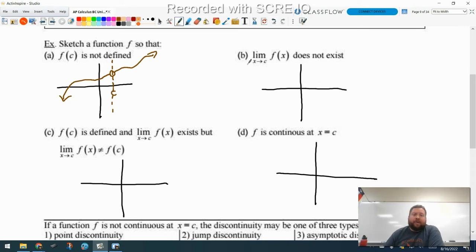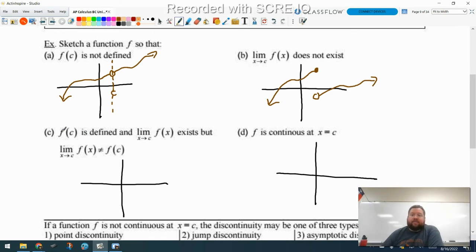All right, part B, the limit does not exist. So one example of that could be the function approaches different values from the left and the right. Something like that. So f of c is defined. It has a closed circle, but the limit does not exist.